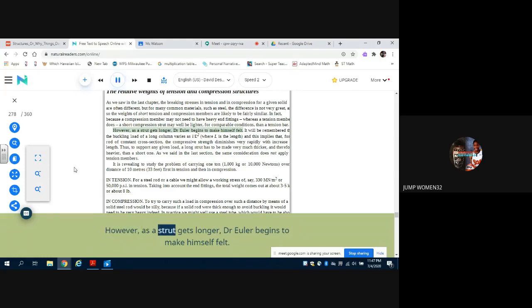However, as a strut gets longer, Dr. Euler begins to make himself felt. It will be remembered that the buckling load of a long column varies as 1/L², where L is the length, and this implies that, for a rod of constant cross-section, the compressive strength diminishes very rapidly with increase of length. Thus, to support any given load, a long strut has to be made very much thicker, and therefore heavier, than a short one. As we said in the last section, the same consideration does not apply to tension members.